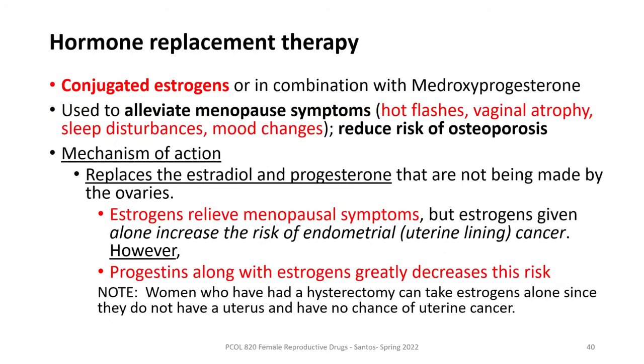Another use of the estrogens will be as hormone replacement therapy to alleviate menopause symptoms, which are basically hot flashes, vaginal atrophy, sleep disturbances, and mood changes. They also have the effect of reducing the risk of osteoporosis, like we mentioned before. And basically, you can give conjugated estrogens, or in combination with medroxyprogesterone. The mechanism will be replacing estradiol and progesterone that are no longer being produced by the ovaries. The estrogens will relieve the menopausal symptoms, and the progestins, along with the estrogen, will decrease the risk of endometrial cancer as well.